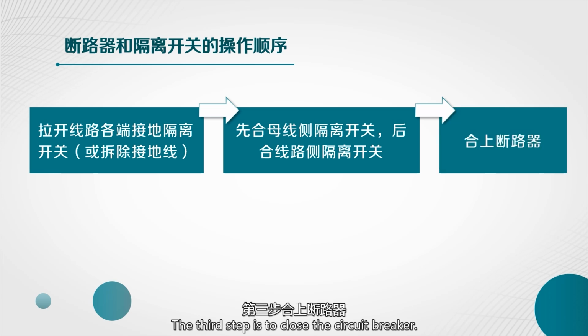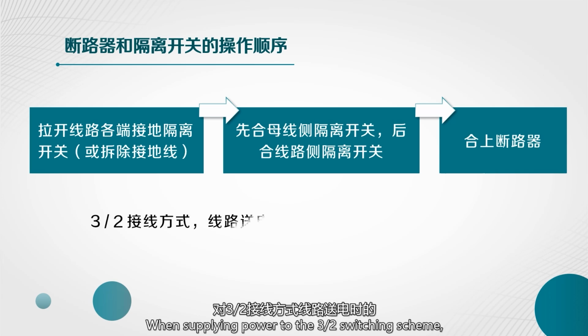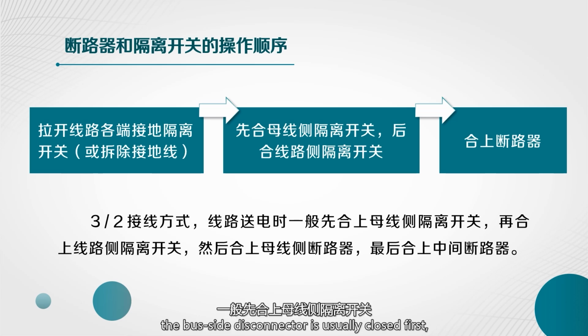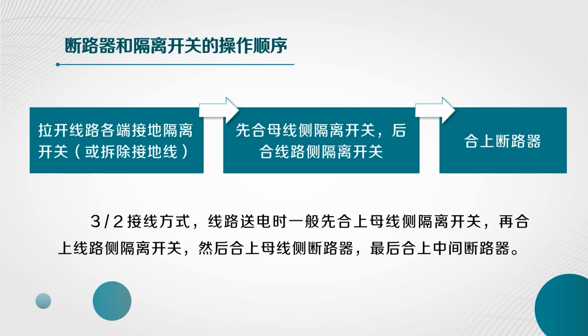The third step is to close the circuit breaker when supplying power to the 3/2 switching scheme. The bus side disconnector is usually closed first, then the line side disconnector is closed, then the bus side circuit breaker is closed, and finally the middle circuit breaker is closed.